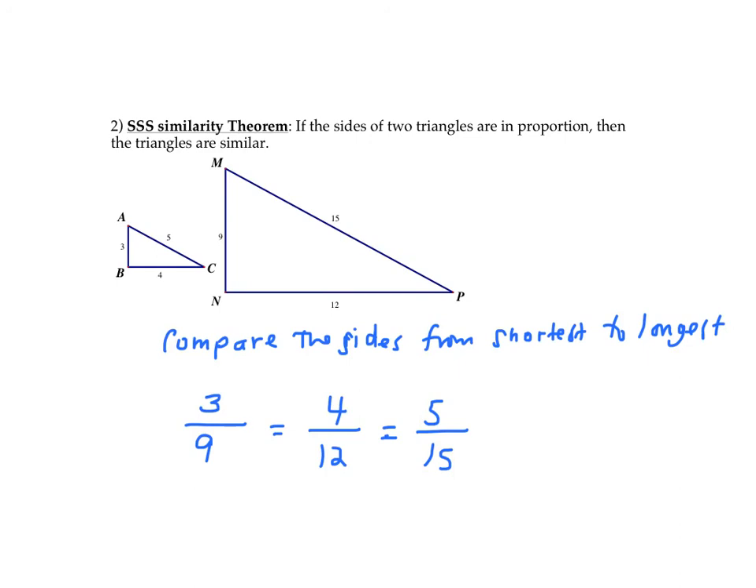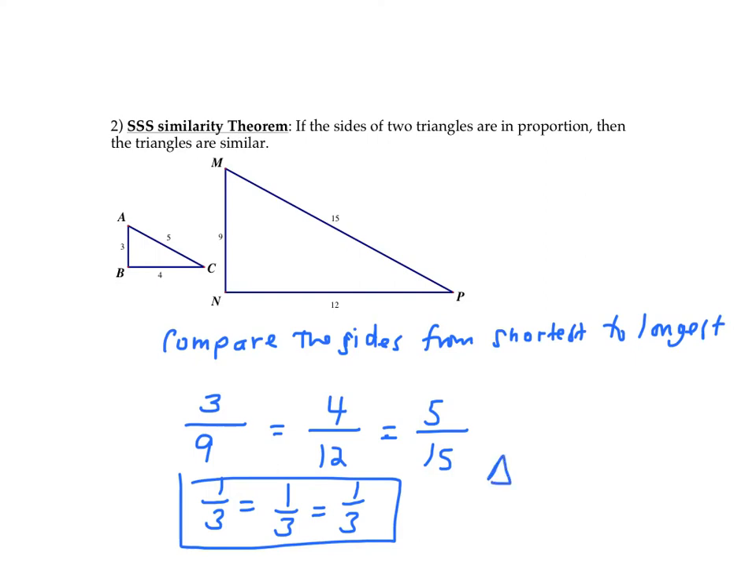3 over 9 would simplify to 1/3. 4 over 12 simplifies to 1/3. And 5 over 15, what do you know, simplifies to 1/3 as well. Since we got the same fraction every time, the two triangles are similar to one another. So let's write our similarity statement. Triangle ABC similar to, and if you name that second triangle MNP, you are correct. And they're similar by the side-side-side similarity theorem.